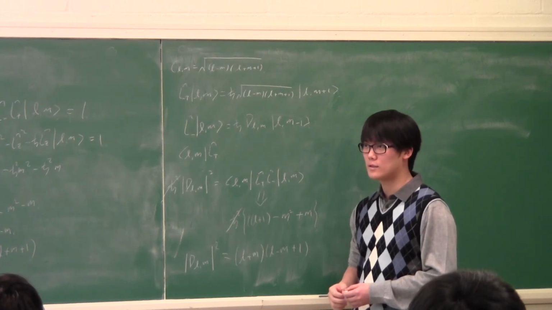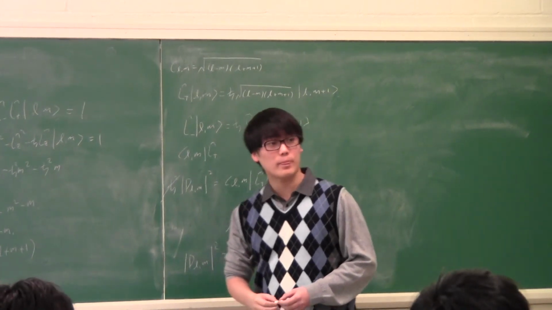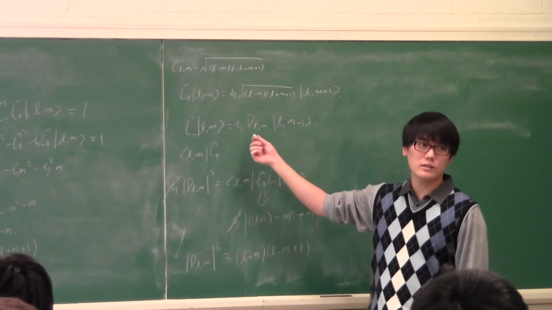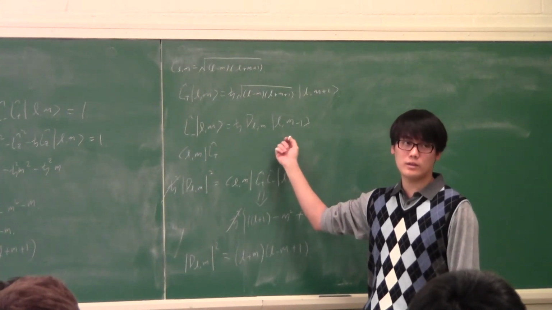Okay. Then what is D_LM? Also, D is just some arbitrary constant that we're going to find. Some arbitrary complex constant.